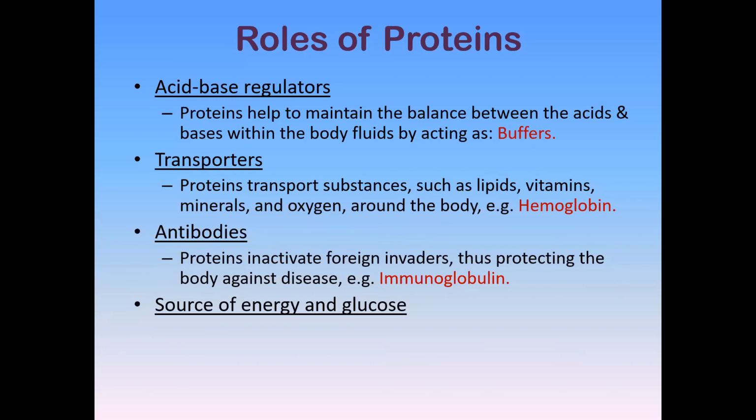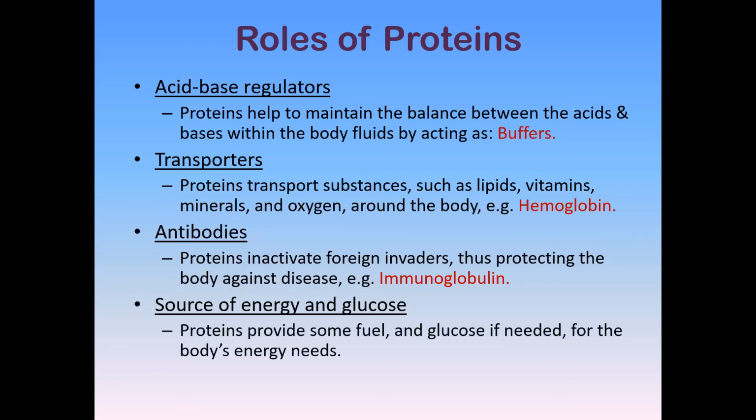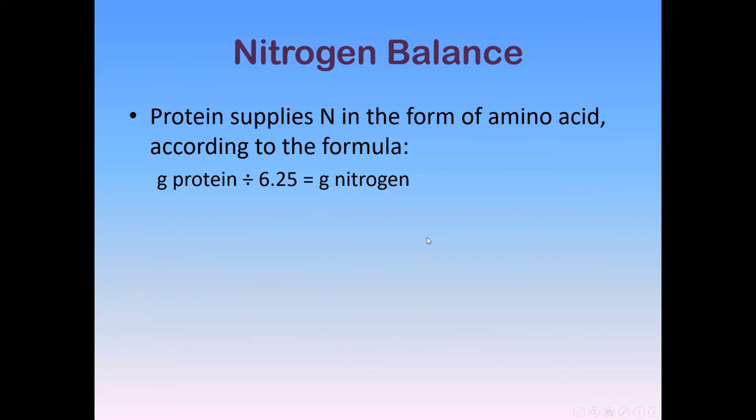And lastly, it's a source of energy and glucose. So proteins provide some fuel, of course, and our body can use it as a source of energy, and it can also make gluconeogenesis from protein, but it's better not to, because as you saw earlier, it has a lot of precious roles in our body. Now, what do we mean by nitrogen balance?